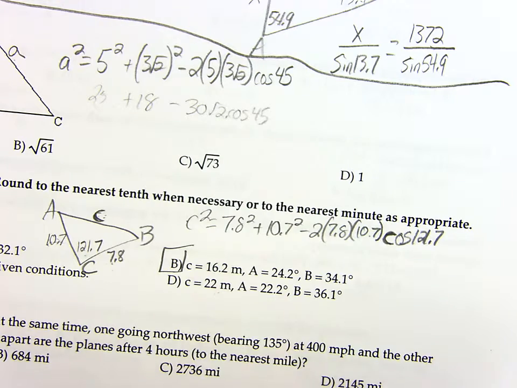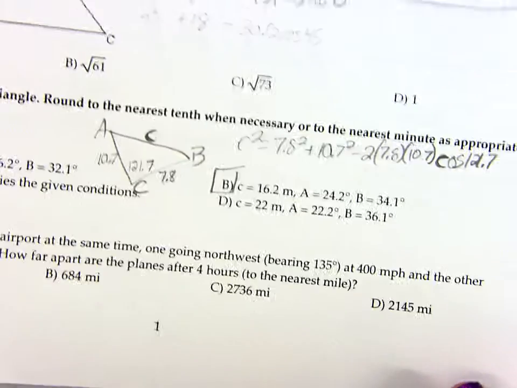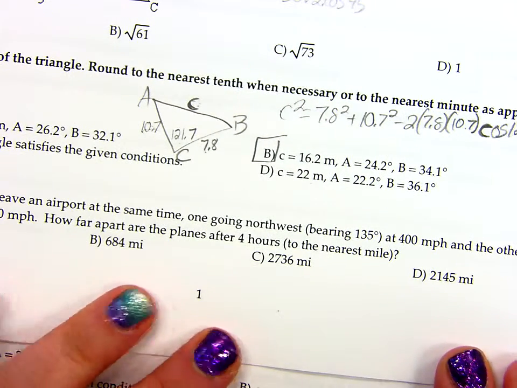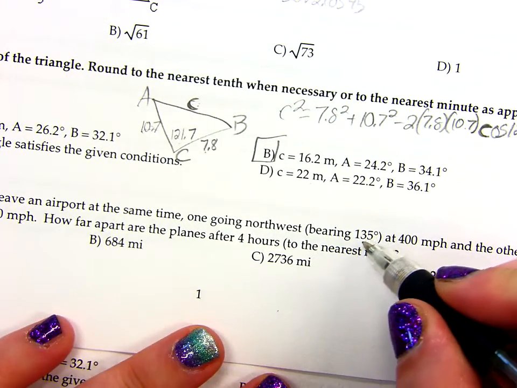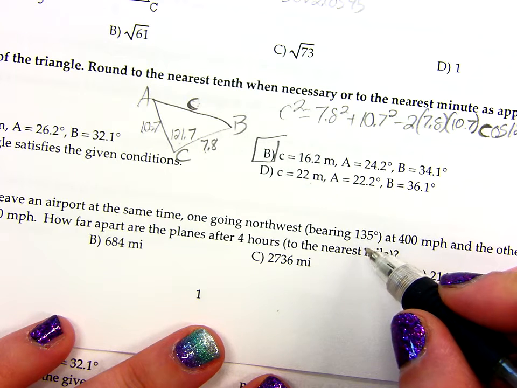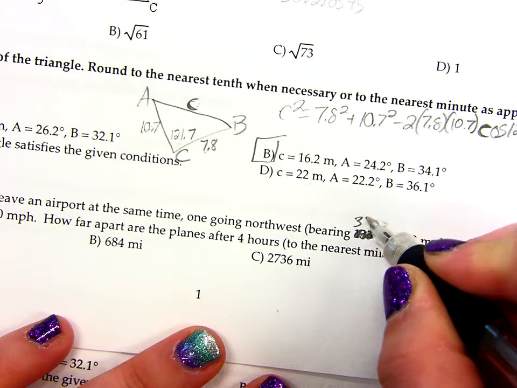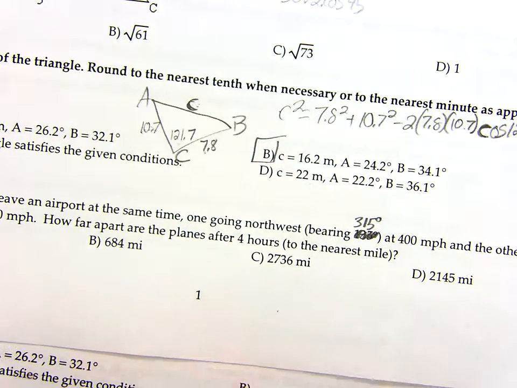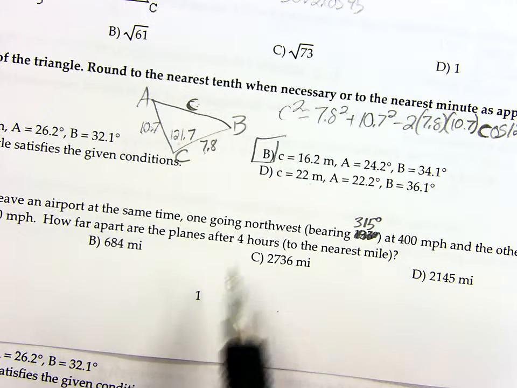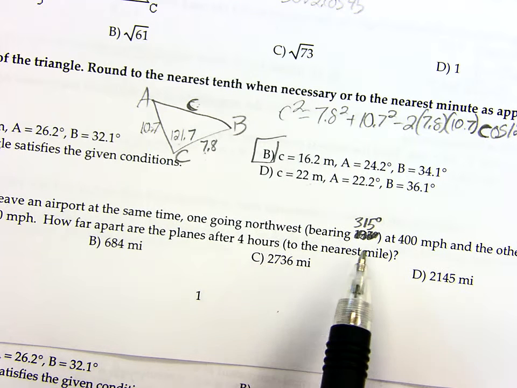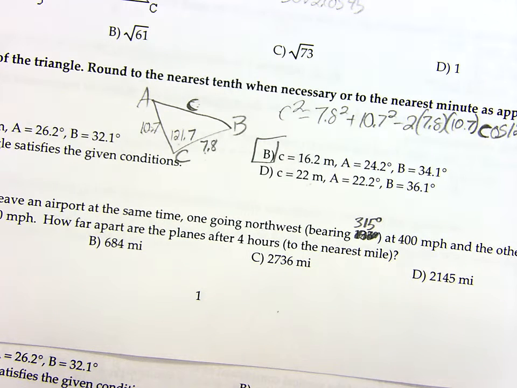Okay, number 6 actually has a typo in it. So can everybody please take out your pencils? This bearing is incorrect. It's not supposed to be 135. It's supposed to be 315. Yeah, someone just swapped those two digits, but it makes a big difference. Right? Because if you think about it, a bearing of northwest is not at 135 at all. It's at 315.